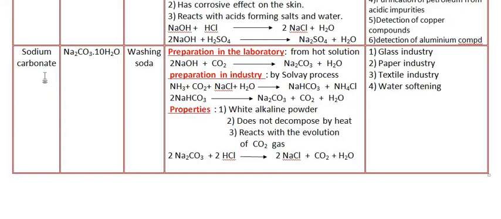Another compound of sodium is sodium carbonate, Na2CO3, one type of which is called washing soda. It is sodium carbonate with 10 molecules of water of hydration. This compound as a whole is called washing soda, which is sodium carbonate and 10 molecules of water in the same crystal structure.